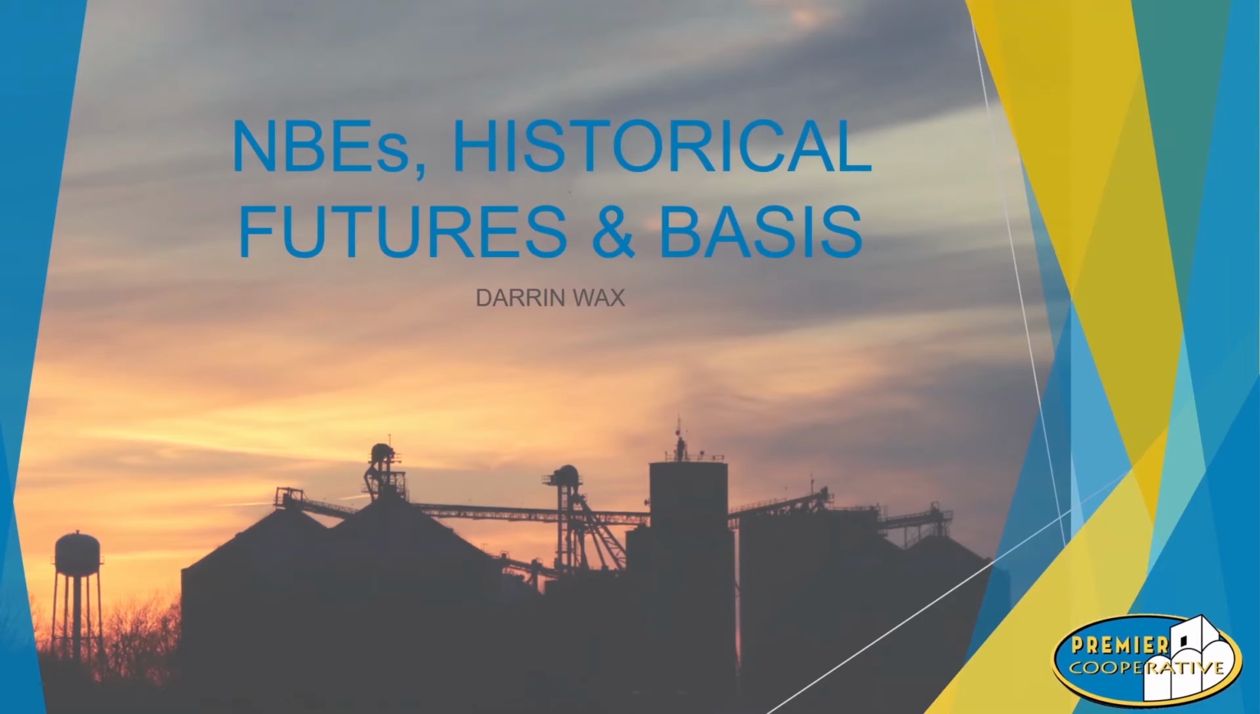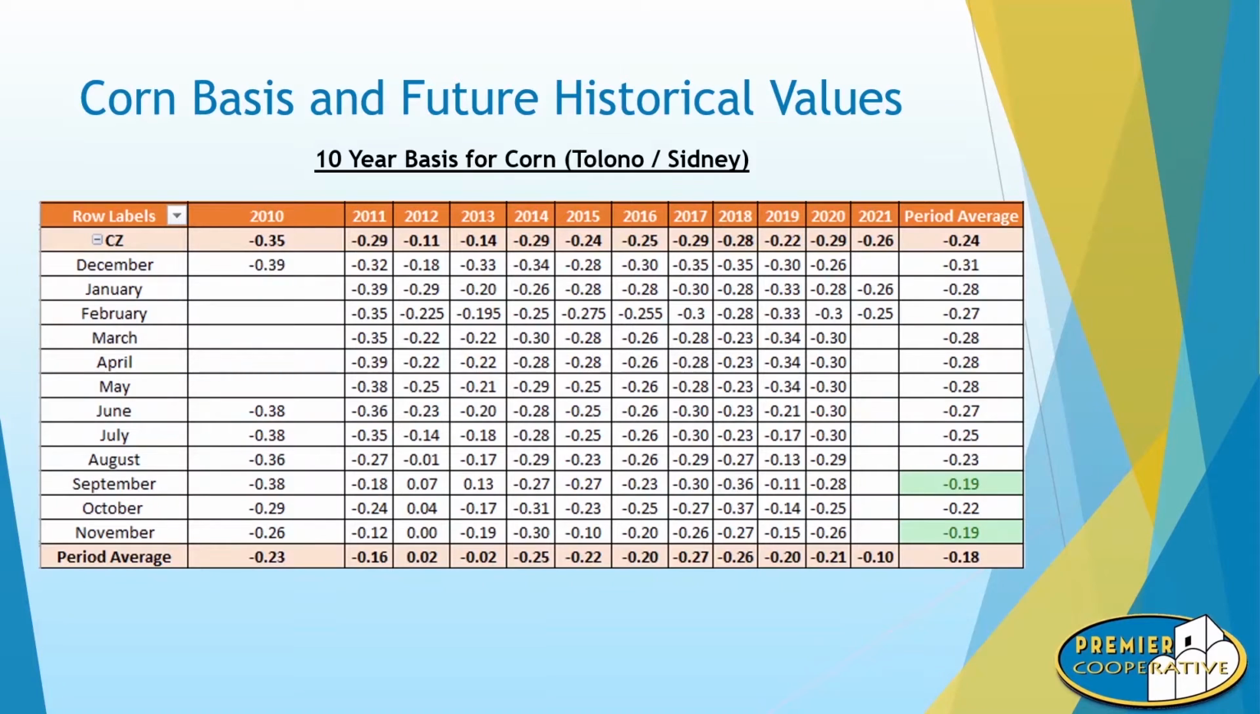I'm going to cover today our NBEs and historical futures and basis and look at some different pricing windows. Usually I look at the basis values for Toronto and Sydney historically over the last 10 years. We see the November, October, September timeframe is where our basis has typically become the narrowest. Right now, Toronto and Sydney basis for fall is about 2,500. We have gotten down to 1,900, and 2,200 has been about the average.